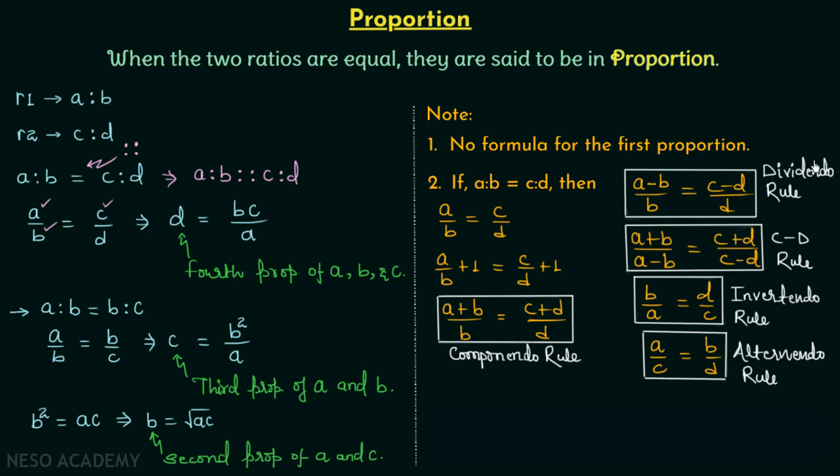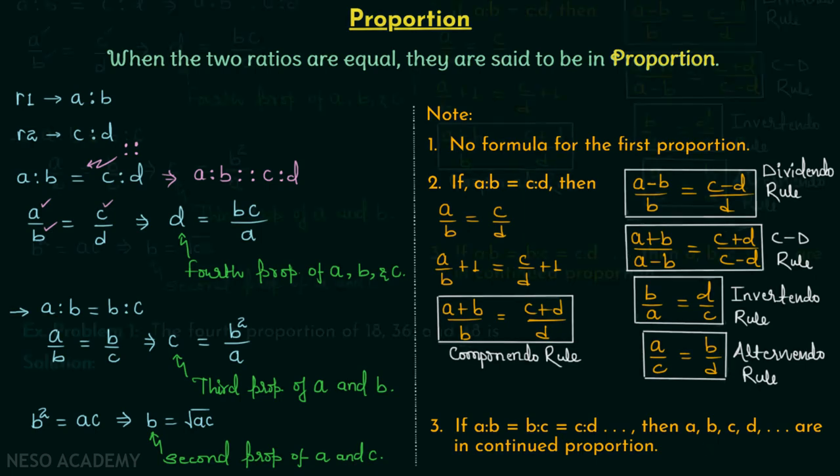So we are done with all the required rules, and now before we move on to our example problems, I want to give you one more point. If A ratio B is equal to B ratio C and they are equal to C ratio D and so on, then A, B, C, D and so on are in continued proportion, or you can simply say they are in proportion. So this is it. Now we will move on to our example problem number 1.